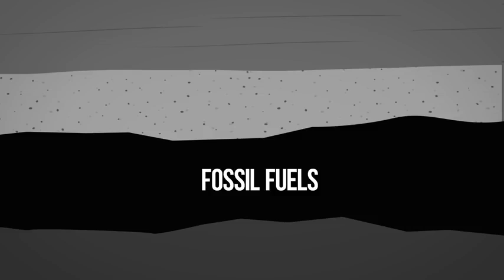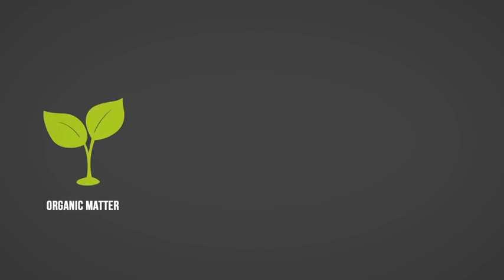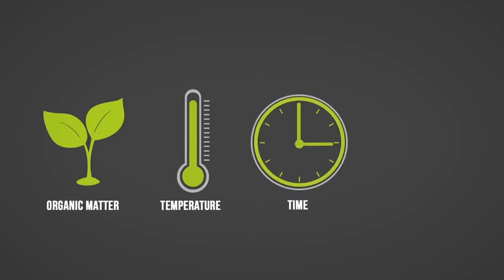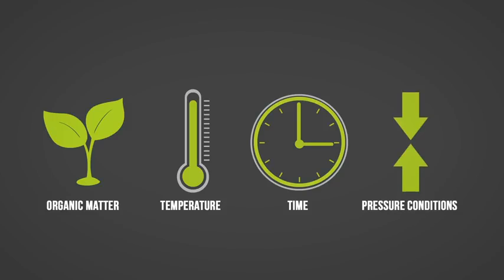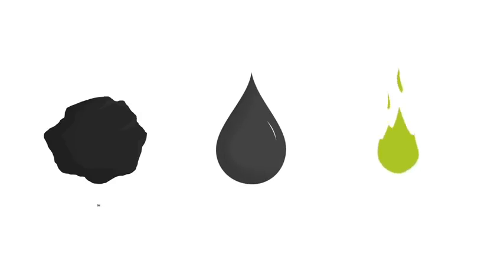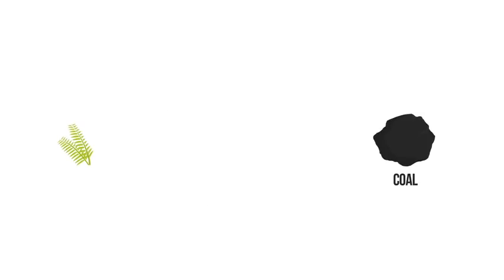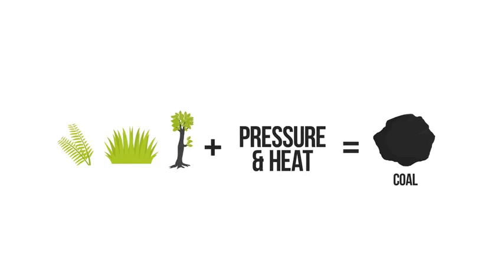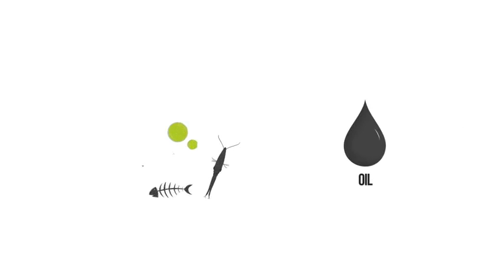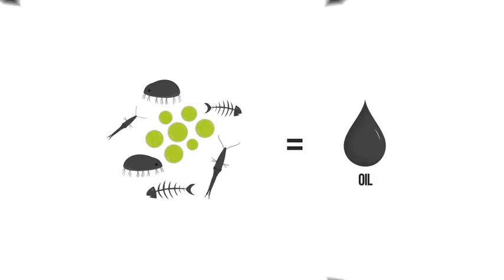Different types of fossil fuels formed depending on the combination of organic matter, temperature, time, and pressure conditions while decomposing. There are three major types of fossil fuels: coal, oil, and natural gas. Coal was formed from ferns, plants, and trees, which hardened due to pressure and heat. Oil was formed from small organisms like zooplankton and algae, where pressure caused the more complex organic matter to decompose.